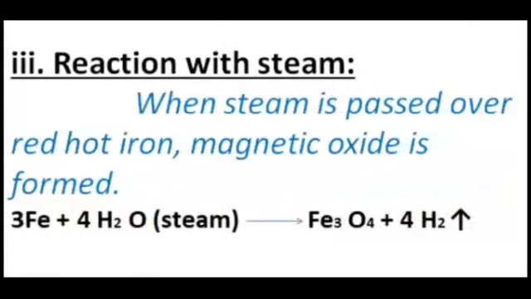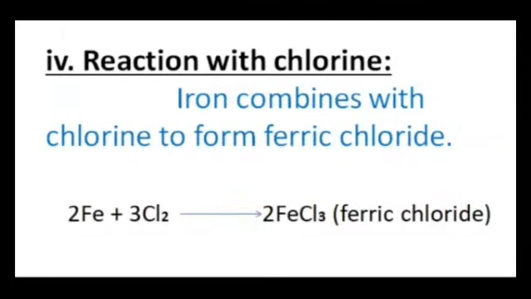Next, reaction with steam. When we pass steam, that is water vapor, over red hot iron, magnetic oxide will be formed. The equation is iron Fe plus steam H2O will give magnetic oxide Fe3O4 with the liberation of hydrogen gas H2. Next, reaction with chlorine. Iron will react with chlorine to form ferric chloride. The equation is iron Fe plus chlorine Cl2 will give ferric chloride FeCl3.